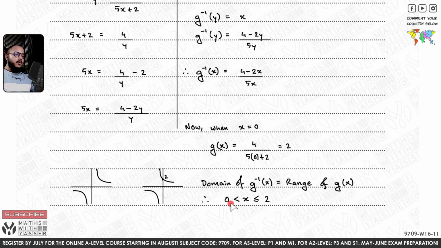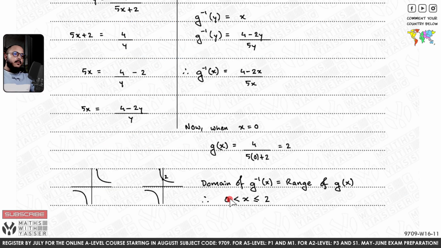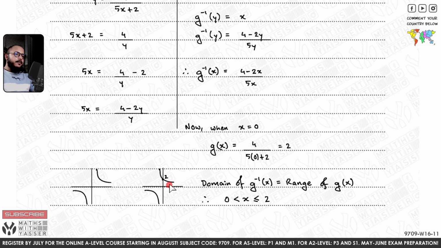The reason why we have not included 0, and we are stating that x lies between 0 and 2, where 2 is inclusive and 0 is not inclusive, is very important, because as you know, the graph of 1 over x looks like this. Similarly, when we substituted x equals 0 for g of x, we got 2. The range is 2. So for this part of the graph, this curve will never meet the x-axis.